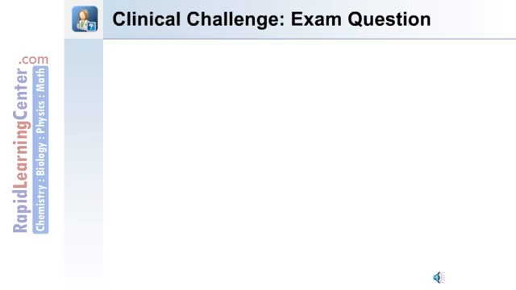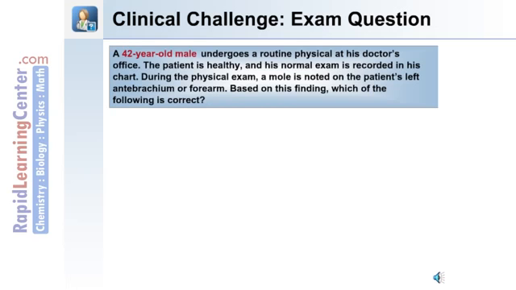Here's another clinical challenge exam question. A 42-year-old male undergoes a routine physical. The patient is healthy and his normal exam is recorded. During the physical exam, a mole is noted on the patient's left antebrachium or forearm. Based on this finding, which of the following is correct?